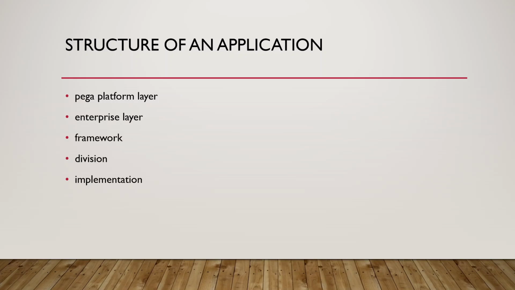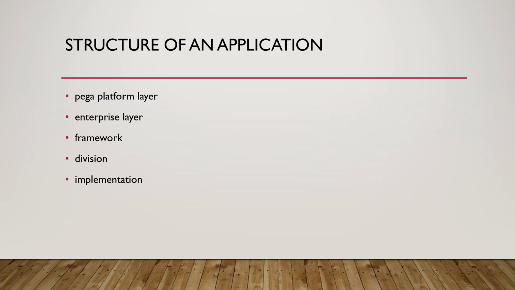The second thing is the enterprise layer. What is the enterprise layer? Let me give a good example. Take the Amazon application. Let's consider Amazon is built on Java. If Amazon is built on Java, then the base structure will be Java built by Amazon. Here we have the Pega platform layer; there it will be Java.